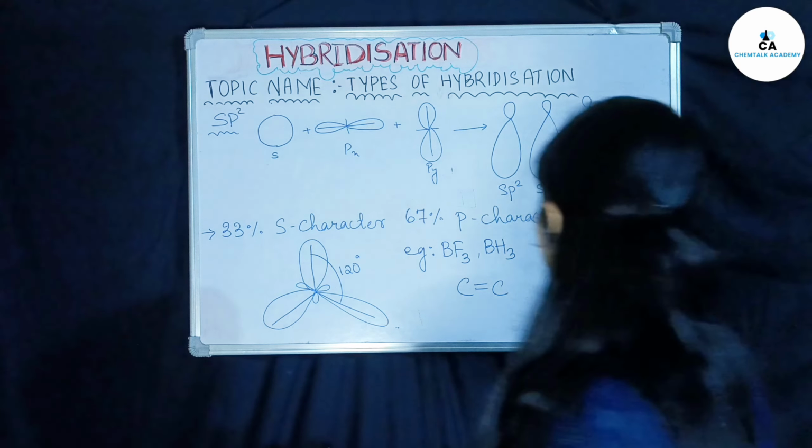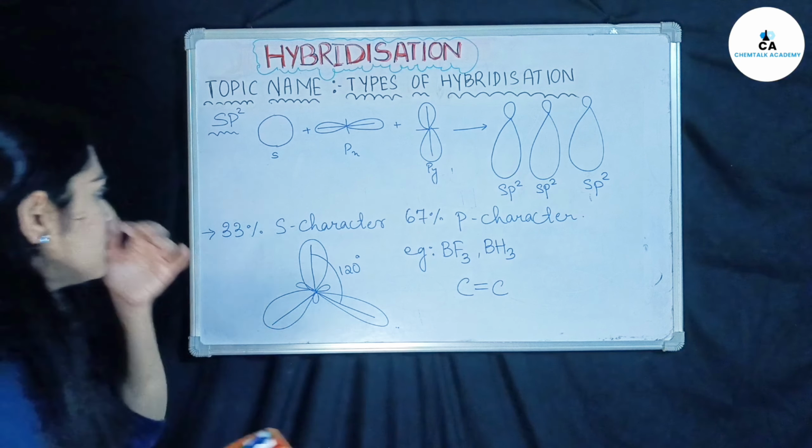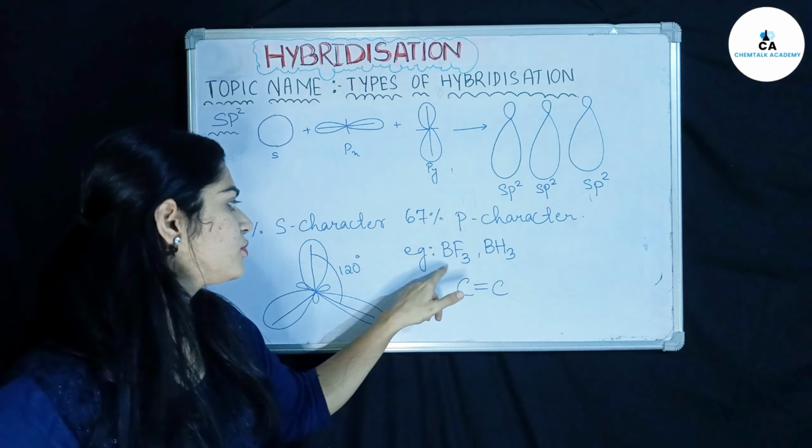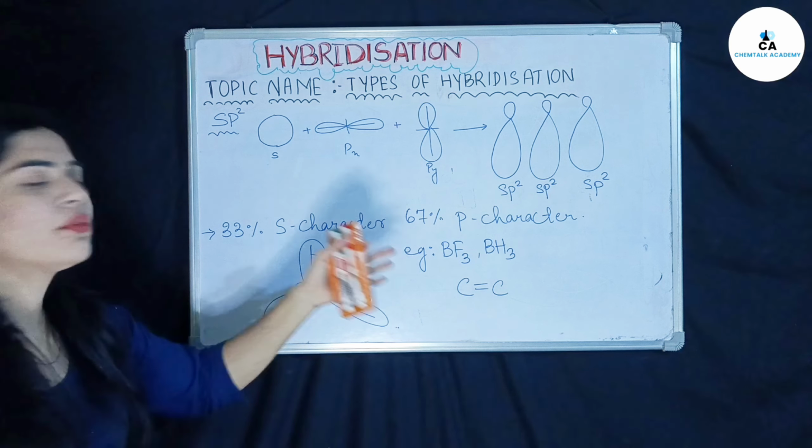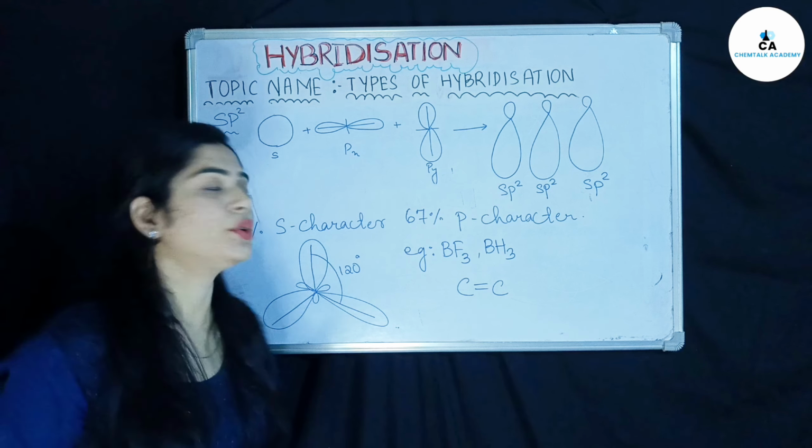Okay, so have you done? Now let's go for the formation of, let's see, the hybridization of BF3. We can also go for BH3. One I am doing, another one you do it yourself.